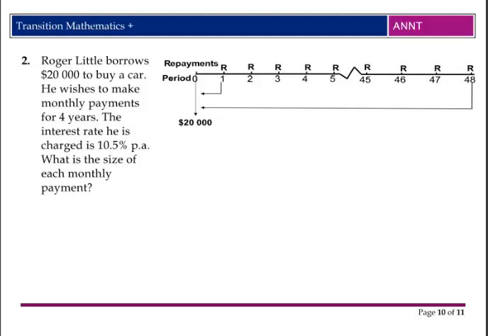Okay, let's look at another example. Roger Little borrows $20,000 to buy a car. He wishes to make monthly payments for 4 years. The interest rate is 10.5% per annum. What is the size of each monthly payment? So we're not looking for the amount that we want to put in. We know that we want $20,000 given to us, and that's represented on the timeline here. We want $20,000. So how are we going to repay that if I need to pay it back in 4 years? So what do these repayments need to be to do that?